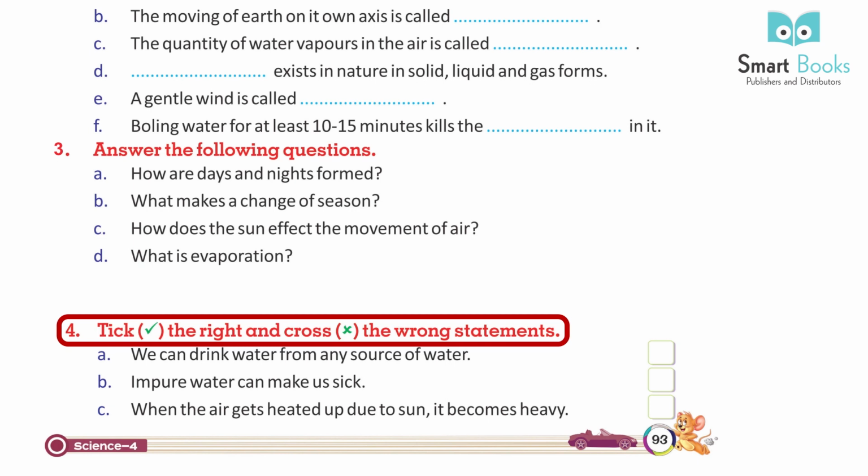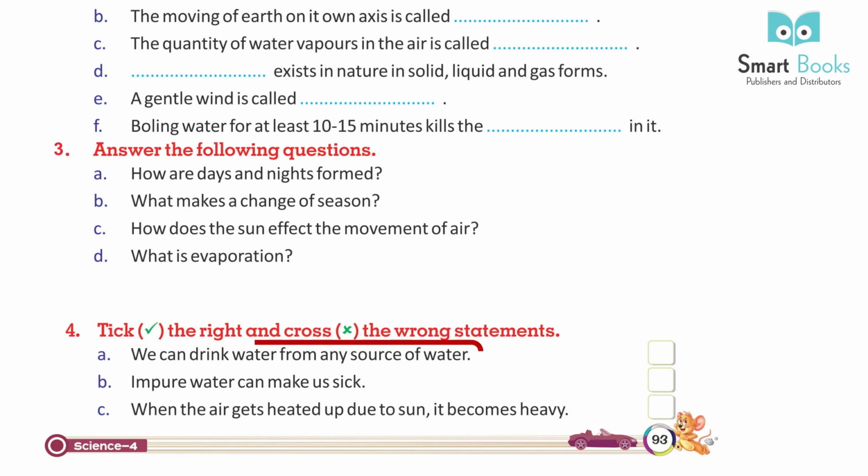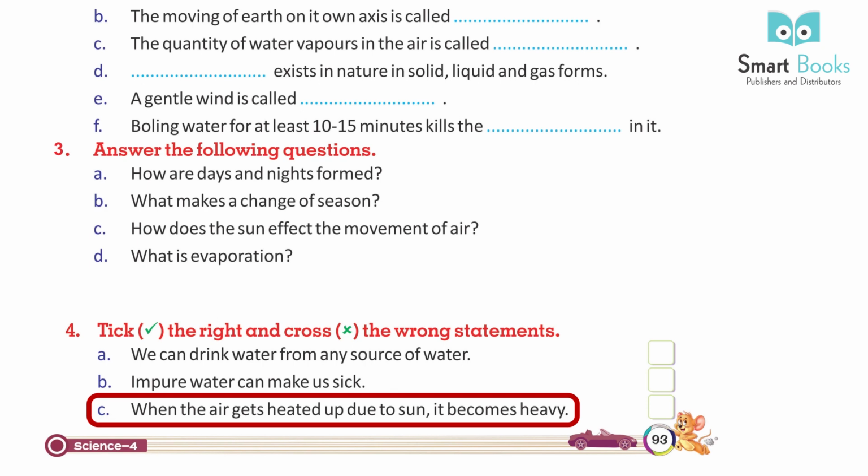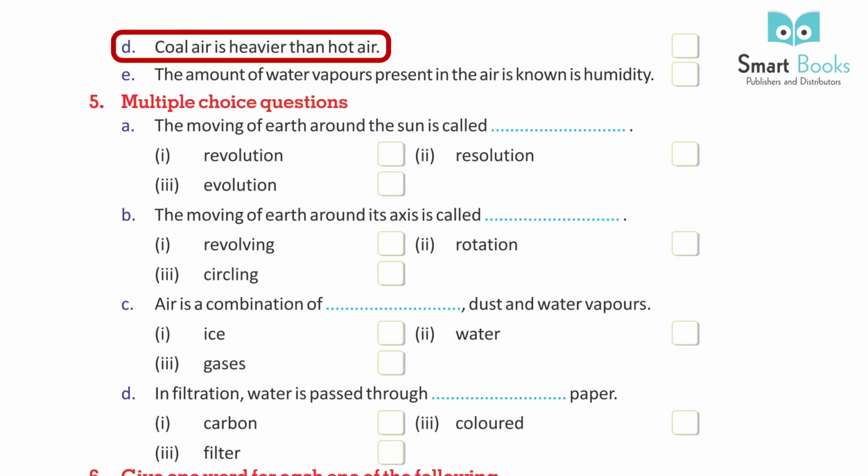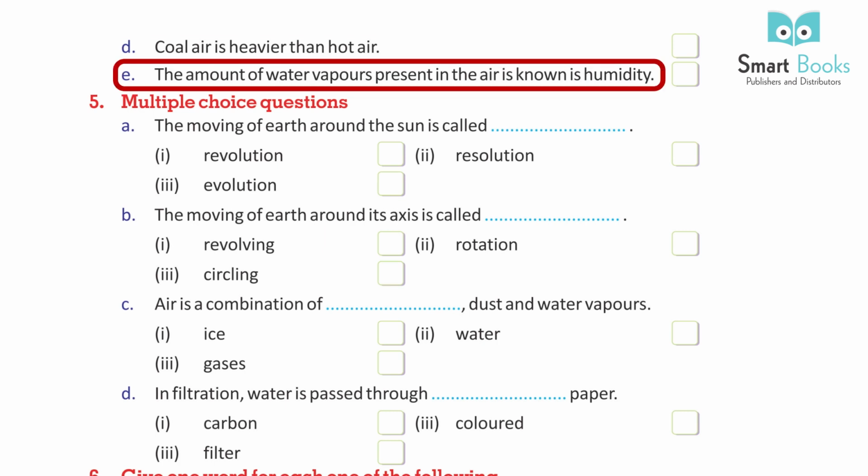4. Tick the right and cross the wrong statements. A. We can drink water from any source of water. B. Impure water can make us sick. C. When the air gets heated up due to sun, it becomes heavy. D. Cold air is heavier than hot air. E. The amount of water vapors present in the air is known as humidity.